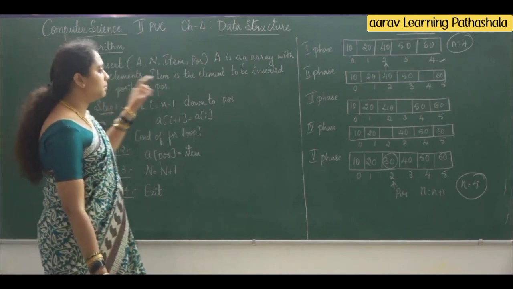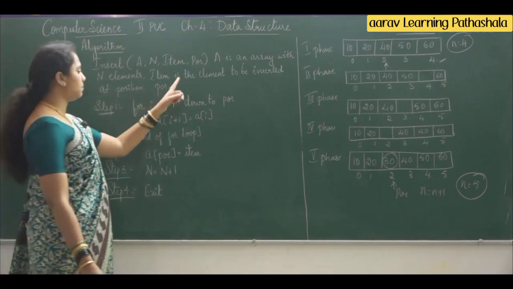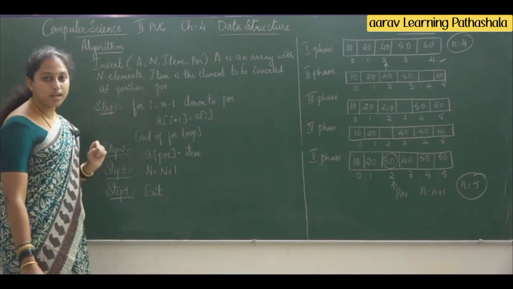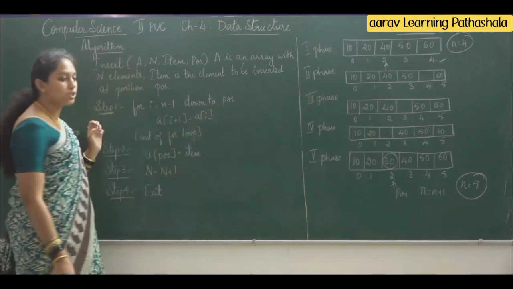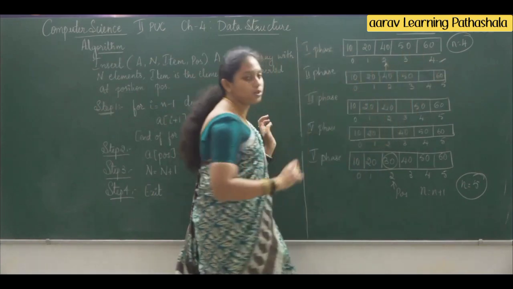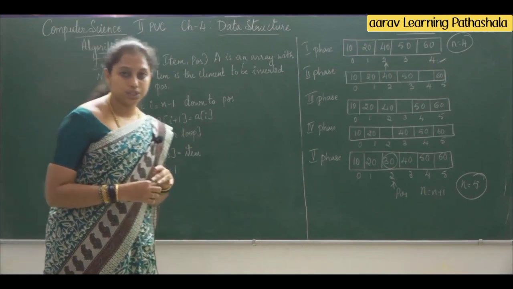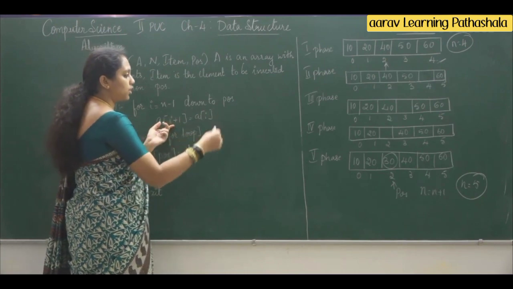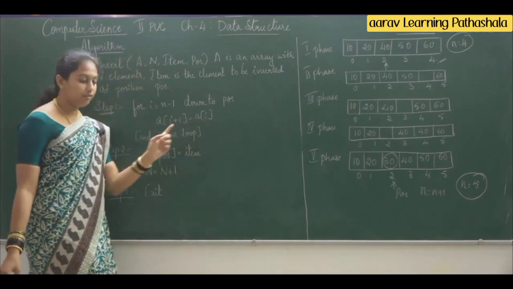So in this algorithm, A is an array with n elements and item is the element to be inserted at position POS. So for I equal to n minus 1 down to position, that is from the last position till the required position, we have to shift the elements to its next higher position. So for the next higher position, what we have to do? We have to shift the elements. That is A of I plus 1 is equal to A of I.